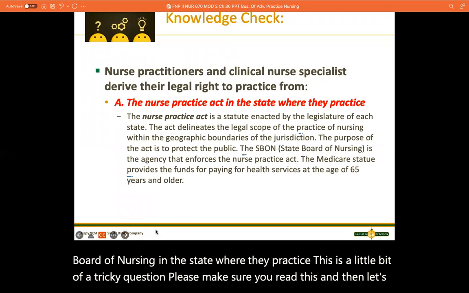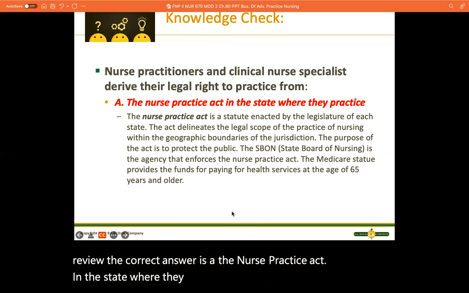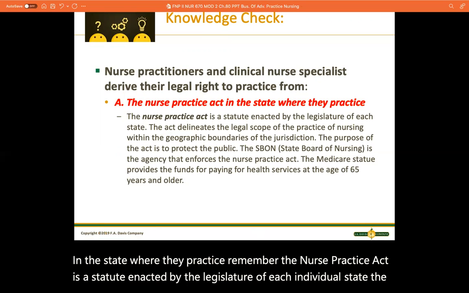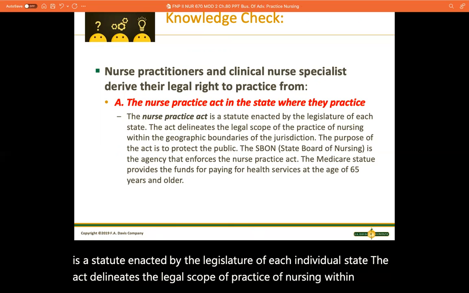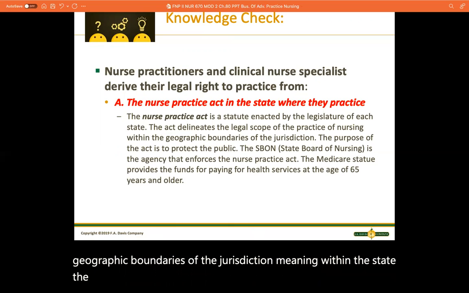The correct answer is A, the Nurse Practice Act in the state where they practice. Remember, the Nurse Practice Act is a statute enacted by the legislature of each individual state. The act delineates the legal scope of practice of nursing within the geographic boundaries of the jurisdiction, meaning within the state. The purpose of the act is to protect the public.